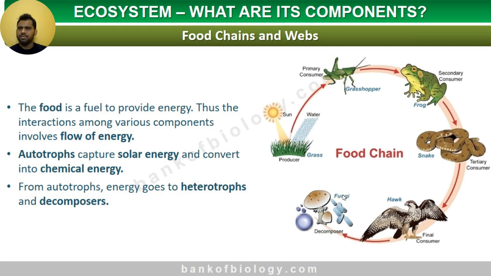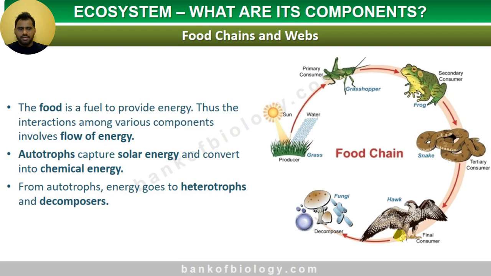The food is a fuel to provide energy, thus the interactions among various components involve the flow of energy. Autotroph captures solar energy and converts it into chemical energy. So autotrophs are those which make their own food, like the grass. They have captured solar energy and converted it into chemical energy. From autotrophs, energy goes to heterotrophs and decomposers. Okay, heterotrophs and decomposers.